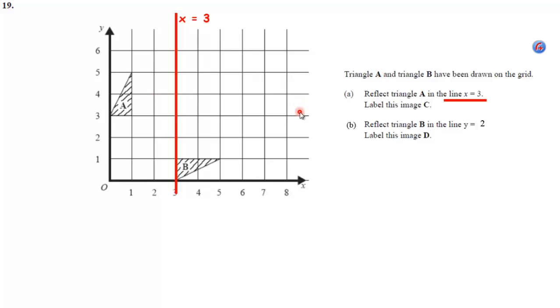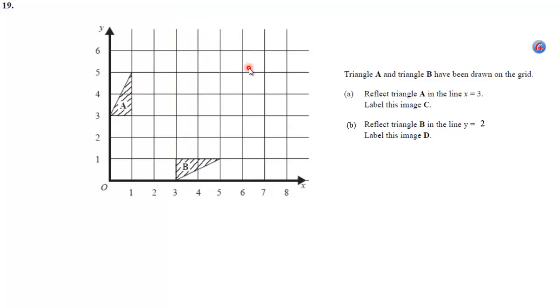Okay. We need to reflect triangle A along that line. Triangle A is 2 squares away, so I'm going to draw triangle C, the image, 2 squares away on the other side, and I'm going to flip it over. So it's going to look something like that over there, and look, it's labeled C as well. So that is my answer to part A. Pretty straightforward. Please do make sure you understand how to draw this line, x is equal to 3.